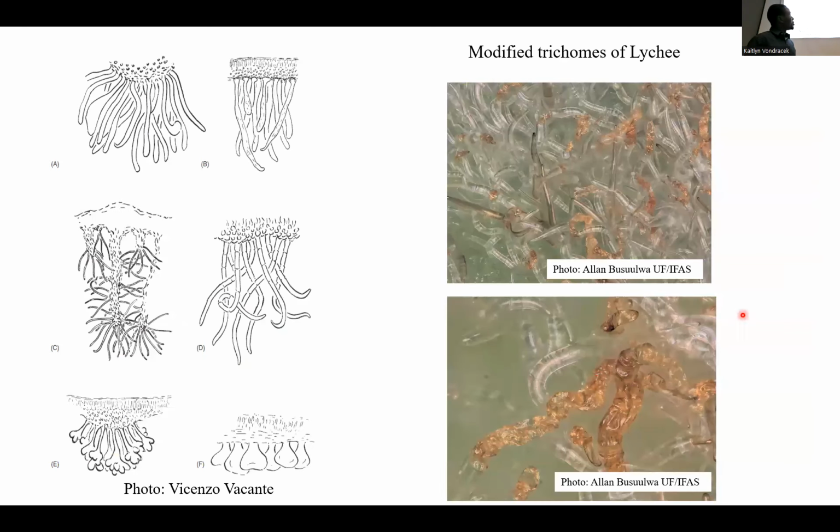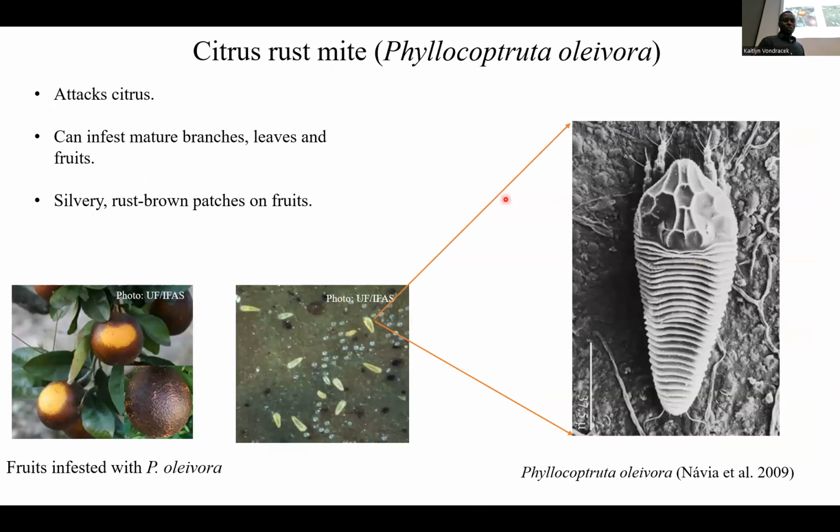So this is a picture that I took of a lychee leaf that was infested, and you can see how these trichomes look after they've been fed on by eriophyoid mites. So this is common. I've seen it here at the center too. So this is the citrus rust mite.